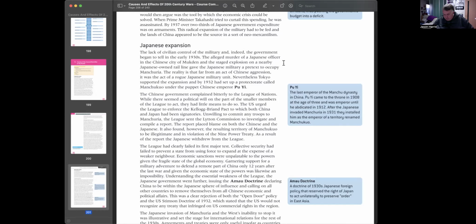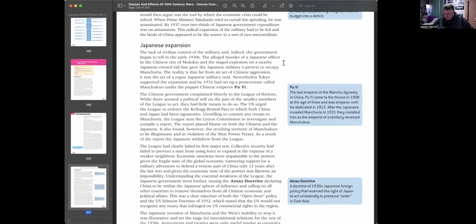The alleged murder of a Japanese officer in the Chinese city of Mukden and the staged explosion of a nearby Japanese-owned rail line gave the Japanese military a pretext to occupy Manchuria. Don't need to explain that. We've gone over that a lot. The Mukden incident: the reality is that far from an act of Chinese aggression, it was an act of a rogue Japanese military unit. The Kwantung Army, the Japanese branch that was in Manchuria, staged this themselves. We all know all that, so I don't need to go over that again.